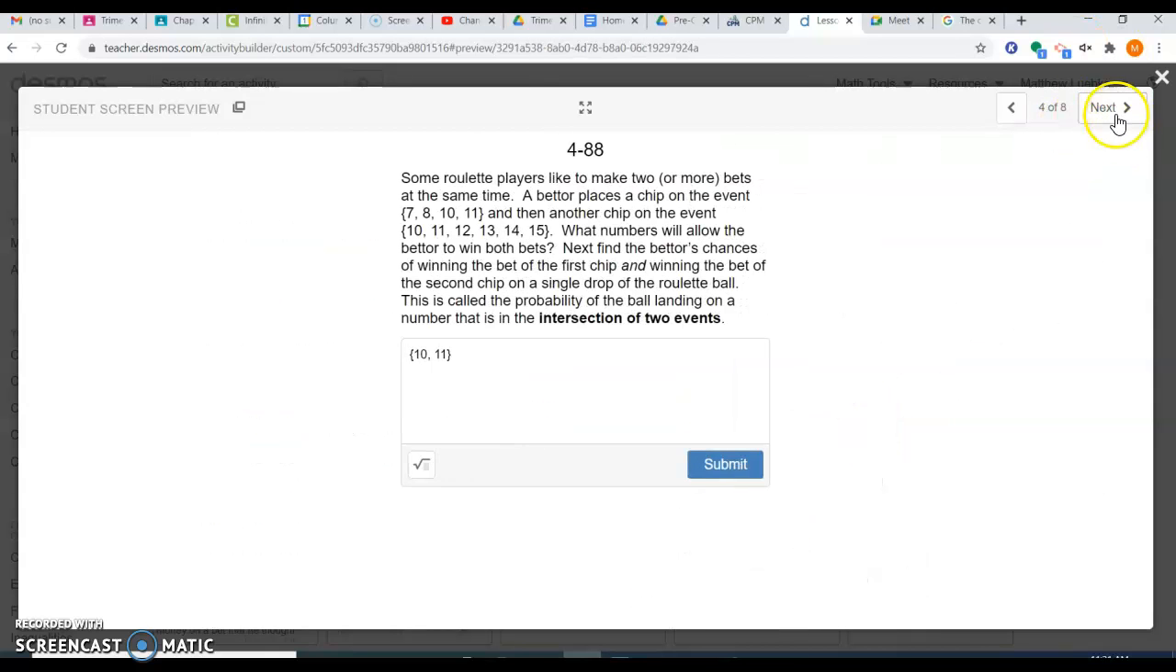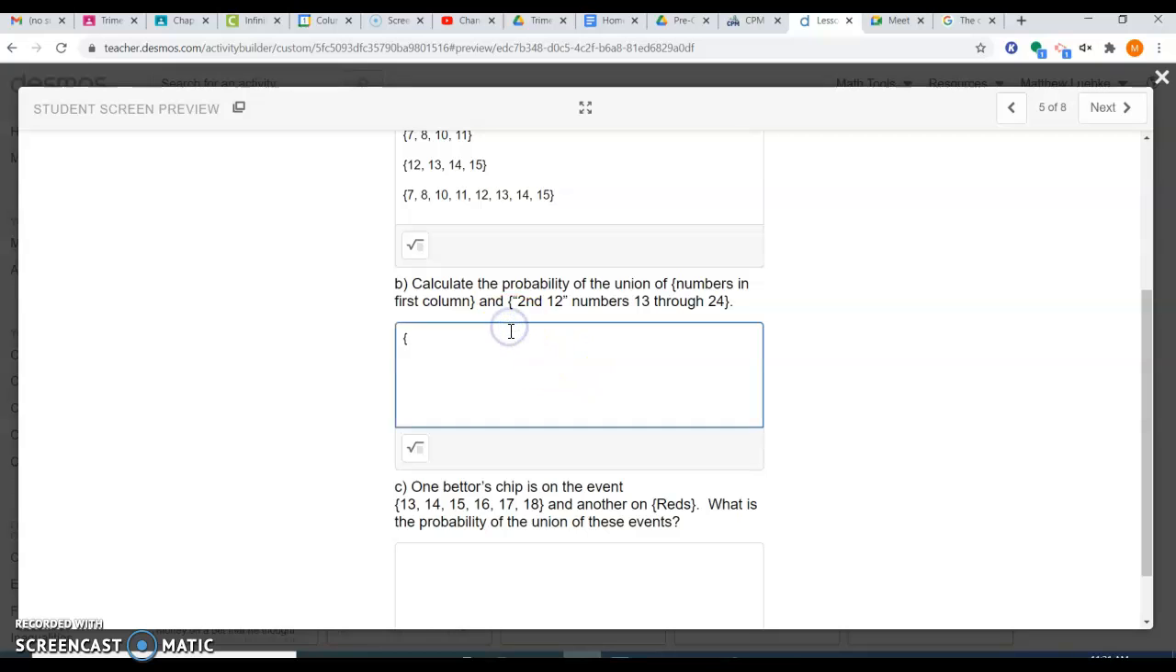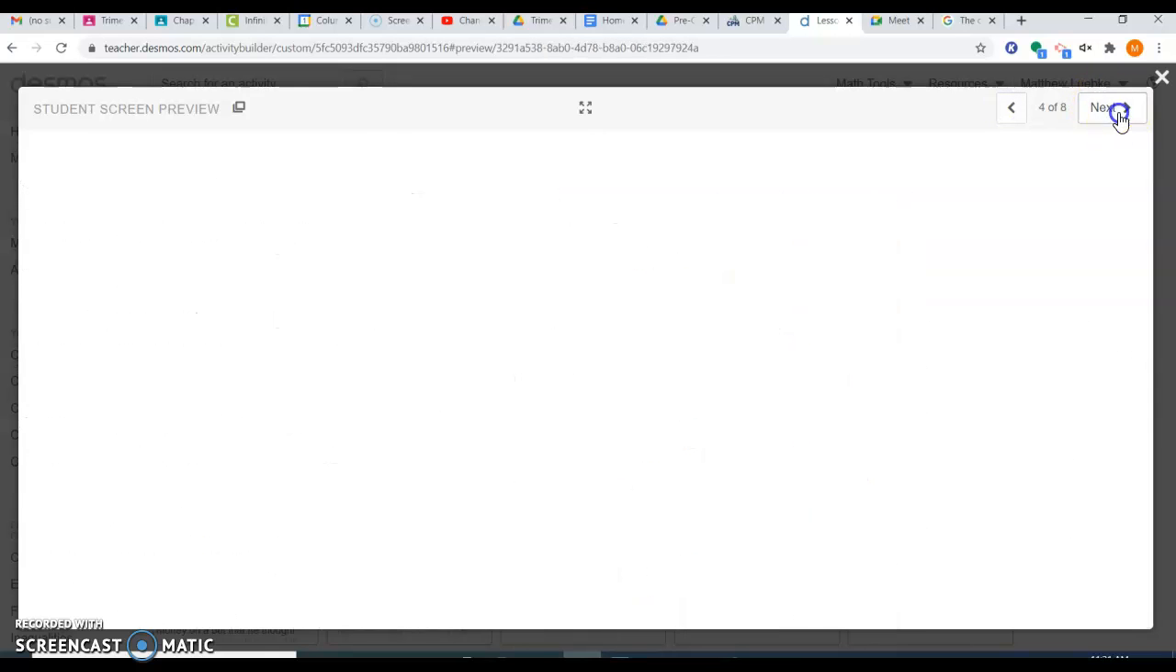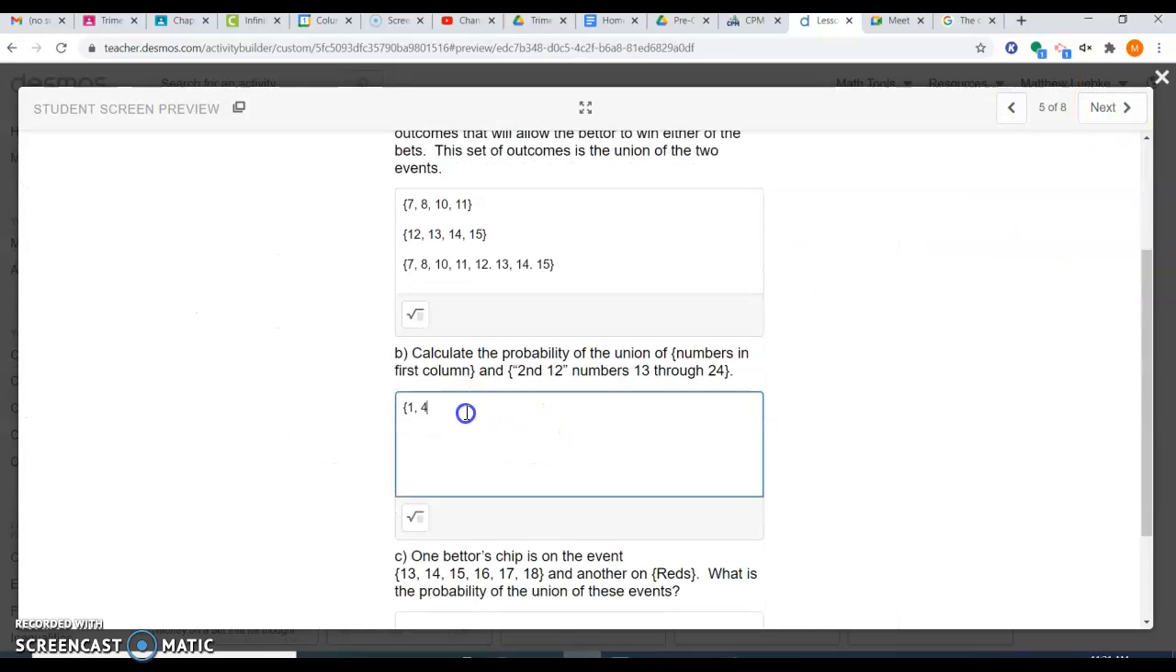So the first subset would be 1, 4. Let me make sure I got it right again. I don't want to write it wrong. 1, 4, 7, right, so we're going up by 3 every time. 1, 4, 7, 10, 13, 16, 19, 22, 25, 28, 31, and 34. So that's the first subset of numbers they're talking about, the first column of numbers.